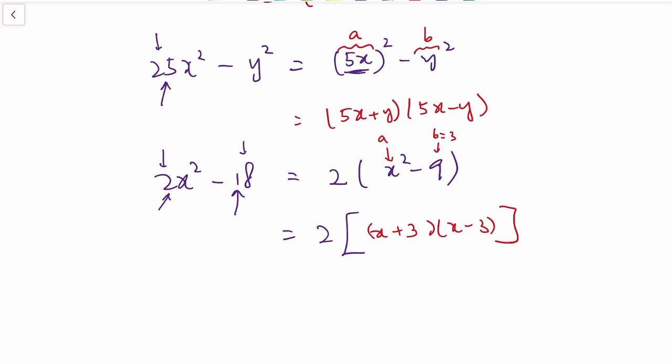Okay, so that I think covers all the basic ways of factorizing stuff.